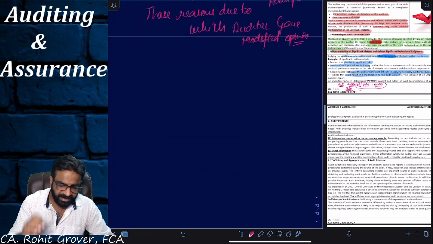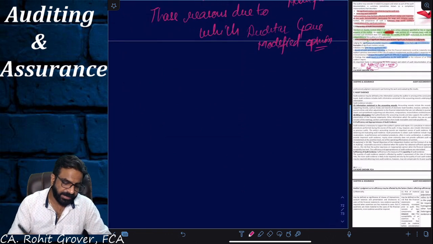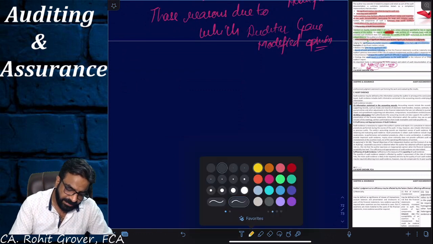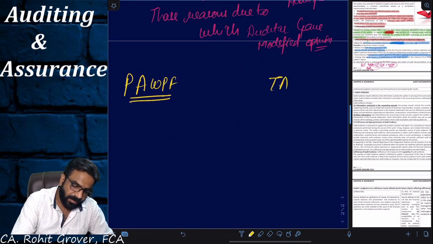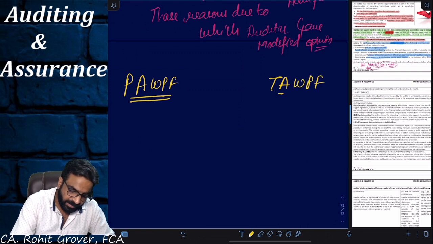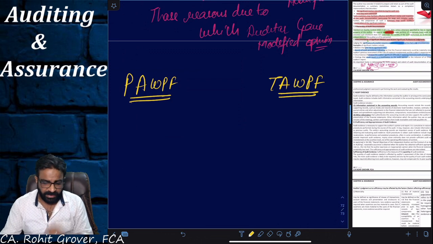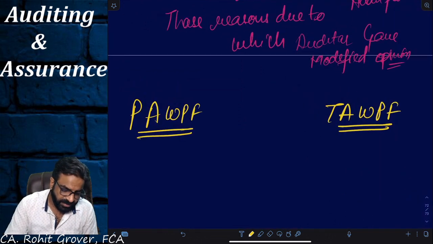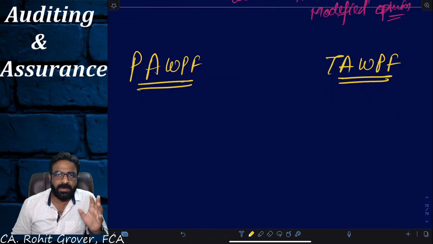Now there are some extra things which you should know about SA 230, everyone. What are those extra things? Sometimes they may ask you this question: what is the difference between permanent audit working paper file and temporary audit working paper file, everyone? There are basically two types of files which we generally maintain at our office. What are the two types of file, everyone? One is known as permanent audit working file and one is known as temporary audit working file.